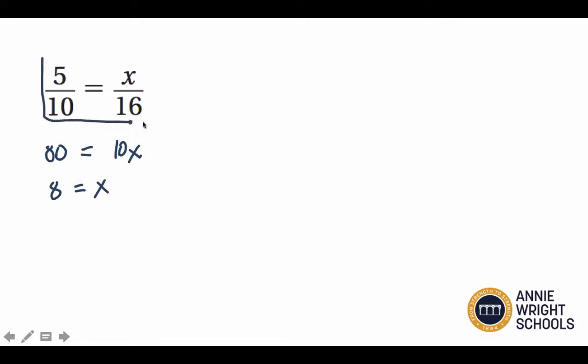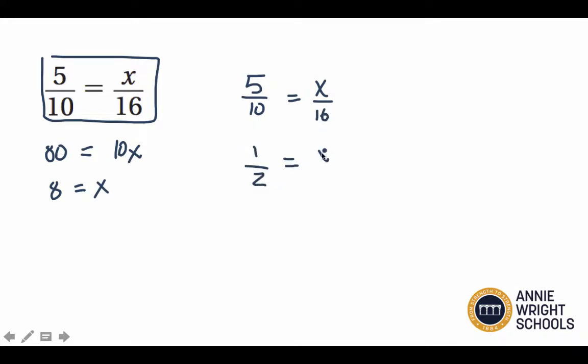I think the smarter way to do it is to start a problem like this and say, okay, 5 over 10 equals x over 16. Well, first I'm going to call that 1 over 2 equals x over 16. And then I want to get x by itself, so I'm just going to multiply both sides by 16. And then that gives me 8 equals x.